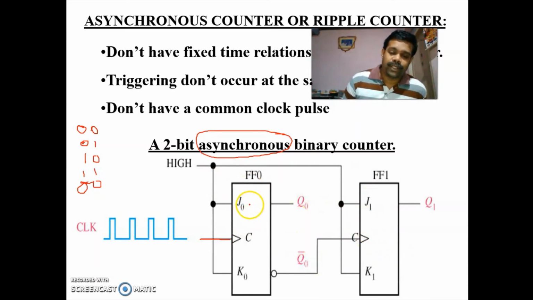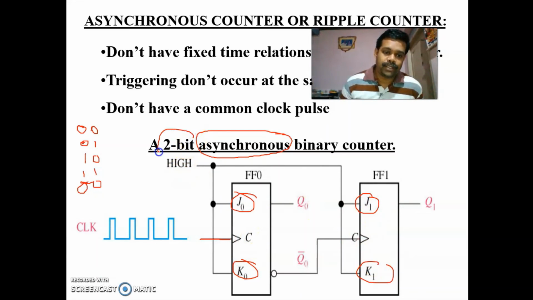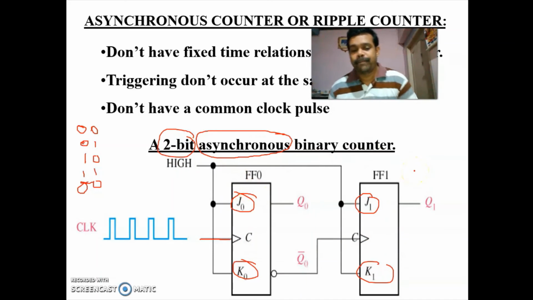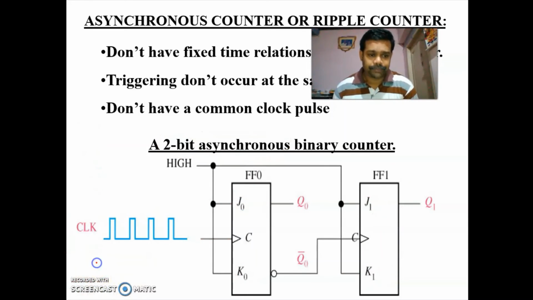So the type of flip flop you used for this counter is JK flip flop. You have used two flip flops. So for 2 bits you are using two flip flops, and you have made both J and K of both the flip flops high. So what are the things we have done? First one, you used two flip flops.